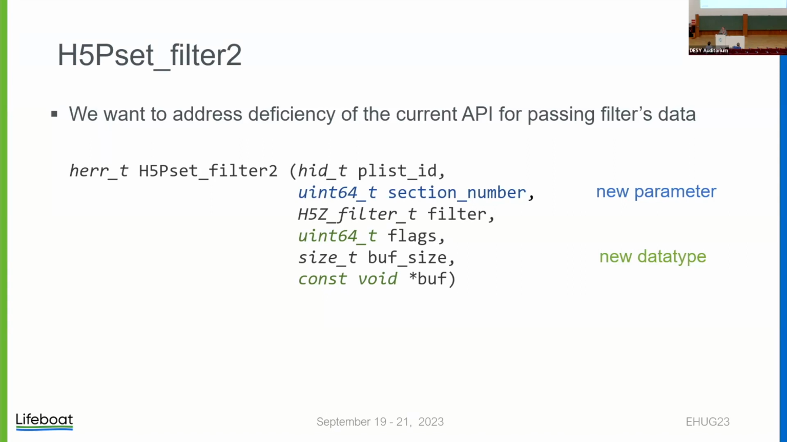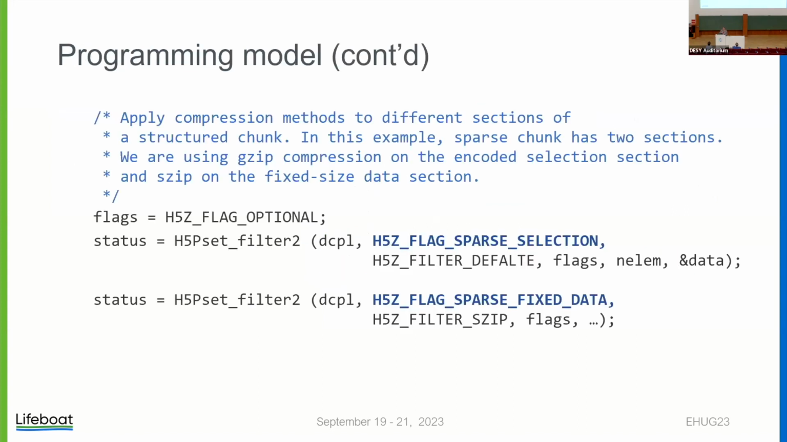Flags were changed to unsigned 64, just give it the biggest one for the sake of all connectors. And we had to add section number because you can now apply a filter to the section number, and you can apply different filters to section numbers. So this is how the code will look like.